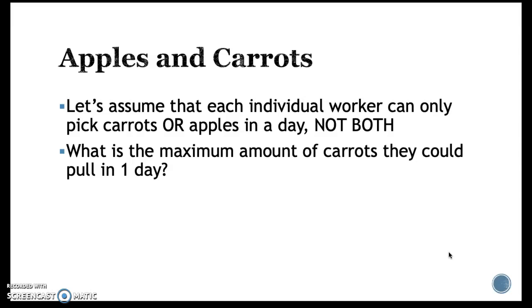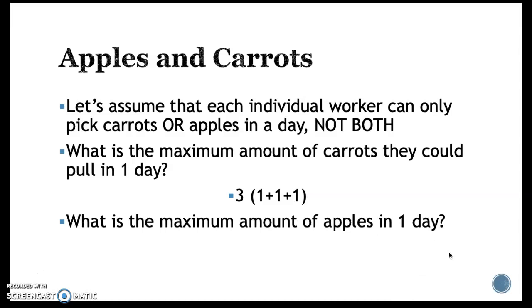So, what is the maximum amount of carrots they could pull in one day? If all 3 individual workers decide to pull carrots, it would be 3, because remember, we're assuming each of them can pick 1 carrot a day. And then when it comes to apples, it's going to be 9. Remember, worker 1 could only pick 1 apple, worker 2 could pick 3 apples, and worker 3 could pick 5 apples. So we're going to look at this now and create our own PPC.